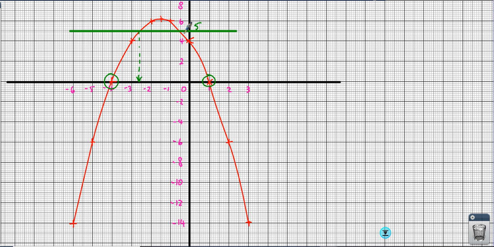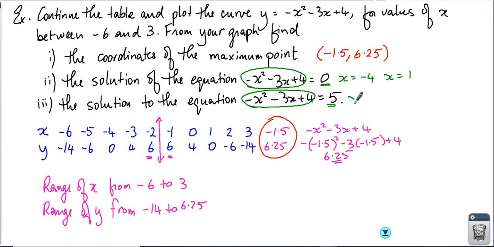As we can see, that line meets the curve at these 2 points. One is minus 2.6, the other is minus 0.6. So I can say that the answer to that problem is x equals minus 2.6 and x equals minus 0.6.